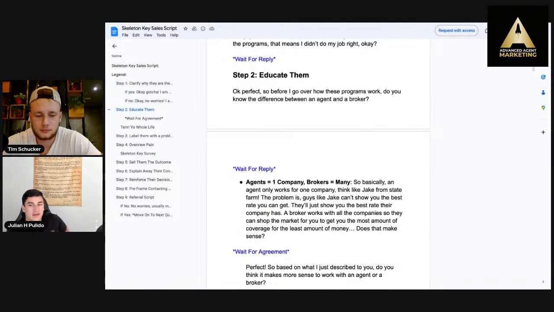So basically, an agent only works for one company. Think like Jake from State Farm. The problem is guys like Jake can't show you the best rate you can get. They'll just show you the best rate that their company has. And so a broker works with all the companies, which means they can shop the market for you so you can get the most amount of coverage for the least amount of money. Does that make sense? Yeah, I think so.